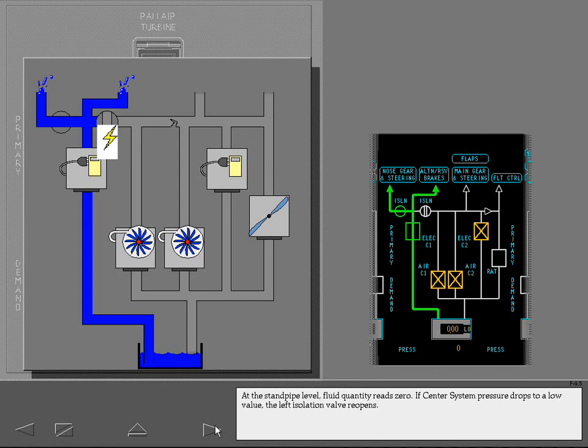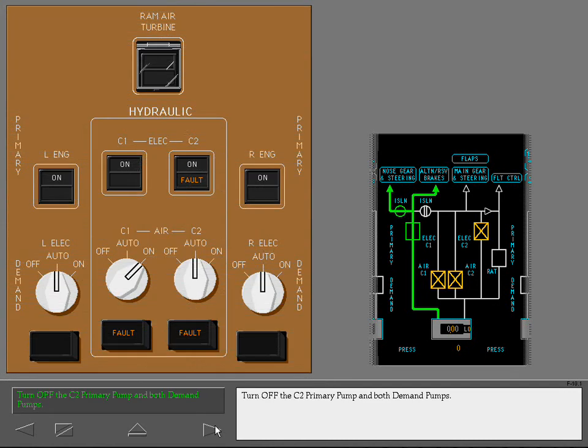If center system pressure drops to a low value, the left isolation valve reopens. Turn off the C2 primary pump and both demand pumps.